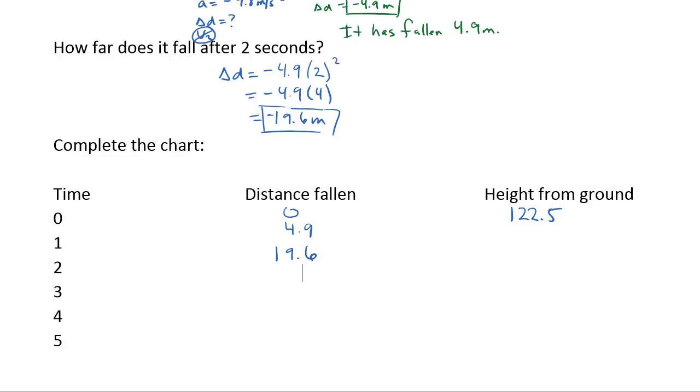Alright, in case you're not aware, if the height was 122.5 altogether, for this next one you're going to do 122.5 minus 4.9, because that's how far it's fallen, so we'll get 117.6. Okay, I will just wait for a couple seconds and then I'll fill in the chart.